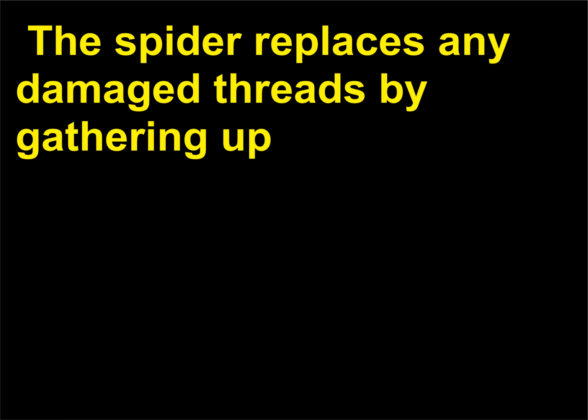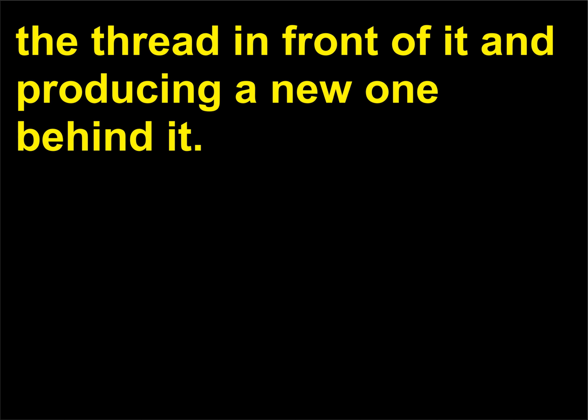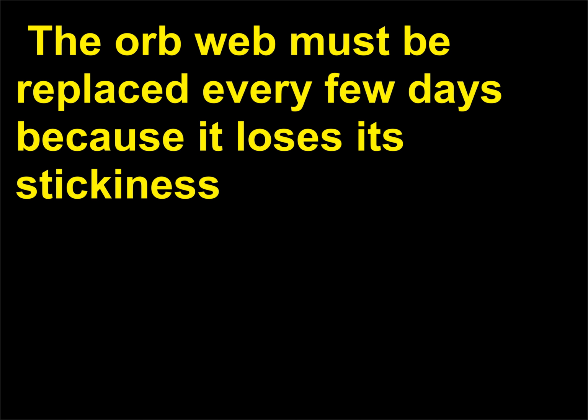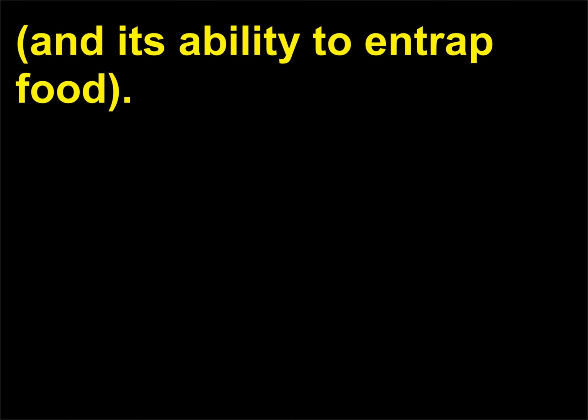The spider replaces any damaged threads by gathering up the thread in front of it and producing a new one behind it. The orb web must be replaced every few days because it loses its stickiness and its ability to entrap food.